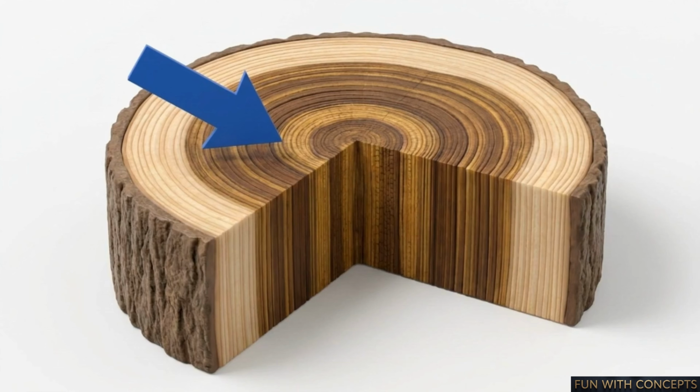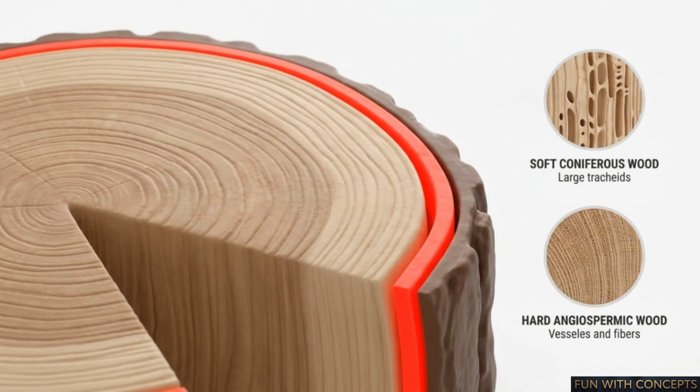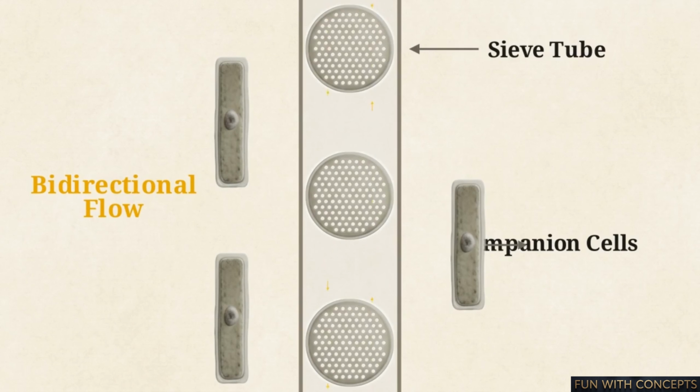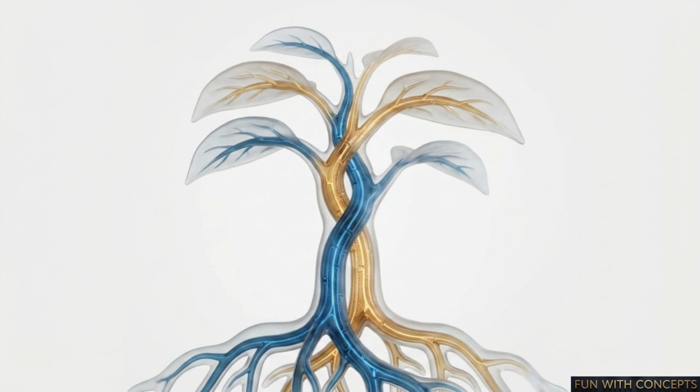This graphic identifies the woody interior of a tree as secondary xylem. This tissue is formed by the cork cambium during secondary growth, resulting in either soft coniferous wood or hard angiospermic wood. Phloem is the living transport system. It uses narrow sieve tubes and specialized companion cells to move dissolved food substances both upwards and downwards throughout the entire plant body. Together, xylem and phloem form a continuous internal highway, ensuring roots receive sugar from the leaves and leaves receive water from the earth.